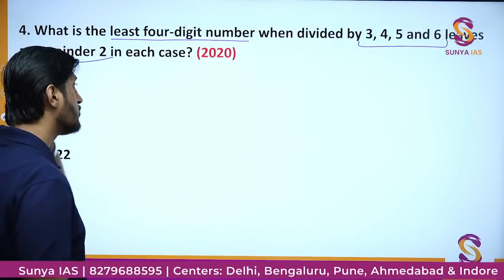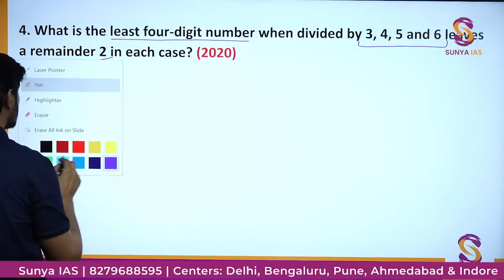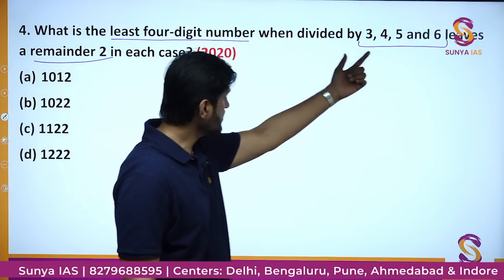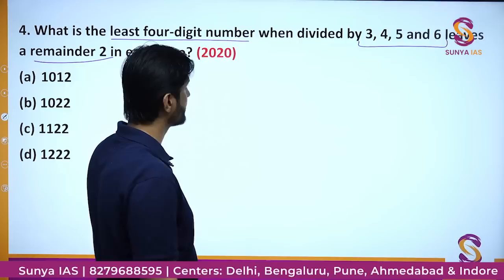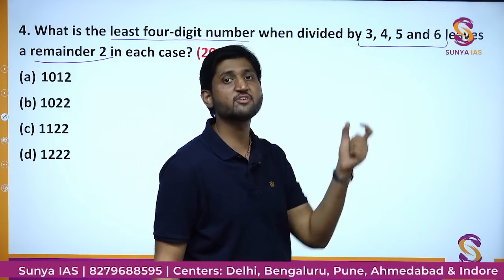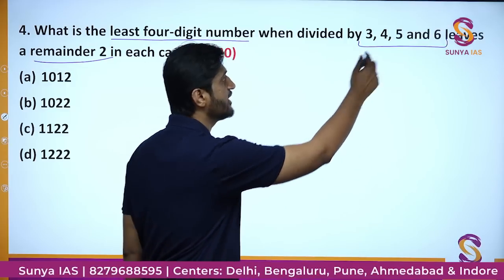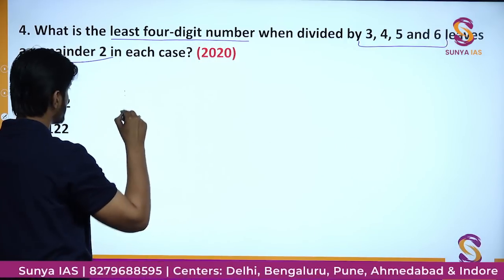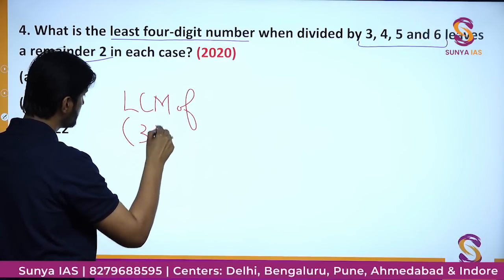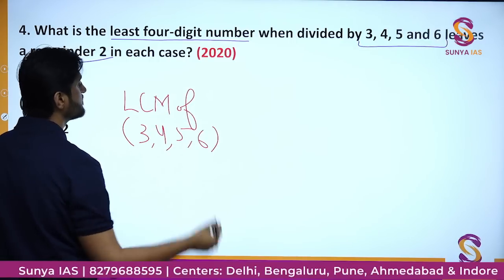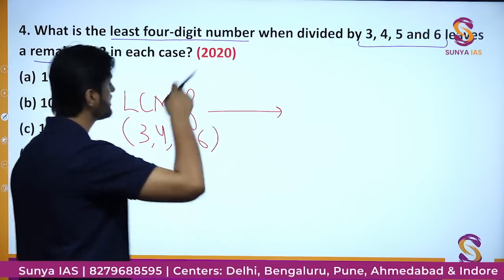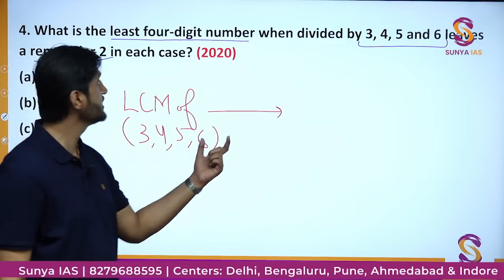So what is the number in which we are interested? The number in which we are interested should be, first of all, when divided by these numbers, should leave a remainder of 2. So first thing we have to find is the LCM of these 4 numbers, so that we find the number which is actually divisible by all 4. So the first part of the question is the LCM of all the 4 numbers: 3, 4, 5 and 6. After finding this LCM, the next thing we have to do is to find that multiple of the LCM which is actually the least 4-digit number.